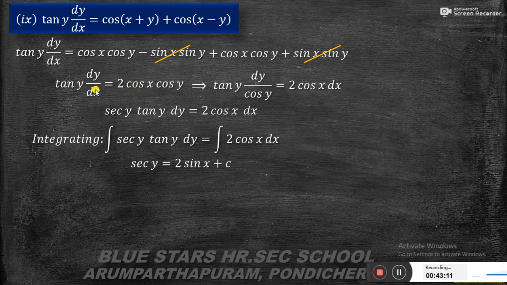Now in the next step, I group the x terms and the y terms separately. So I write tan y dy by cos y on the left hand side equal to 2 cos x dx, which I cross multiply on the right hand side. So the next step, 1 by cos y I write as secant. So secant y tan y dy equal to 2 cos x dx. So in the next step, integrating on both sides. So integral secant y tan y dy equal to integral 2 cos x dx. So integration of secant y tan y gives secant y equal to 2 into integration of cos x, which is sin x, so 2 sin x plus c. This is a solution for this problem.